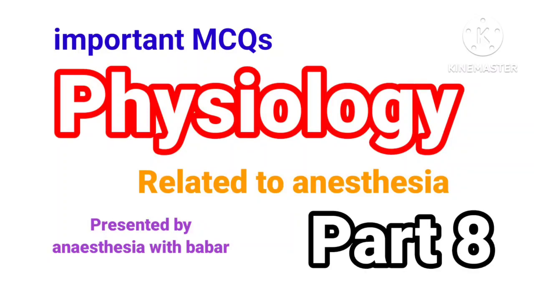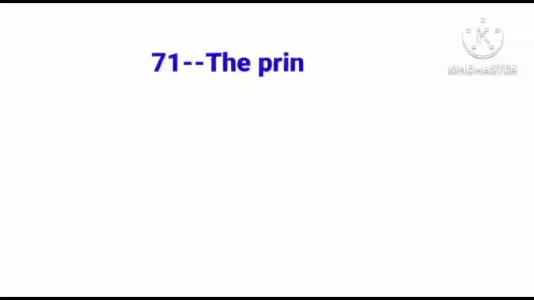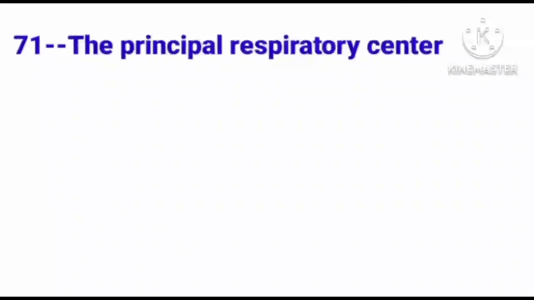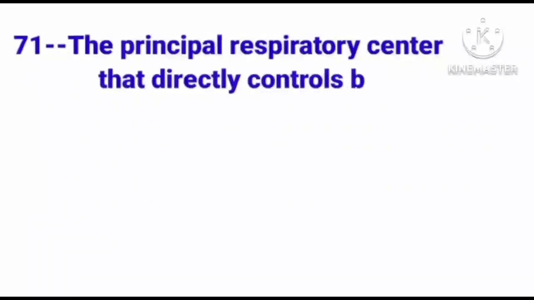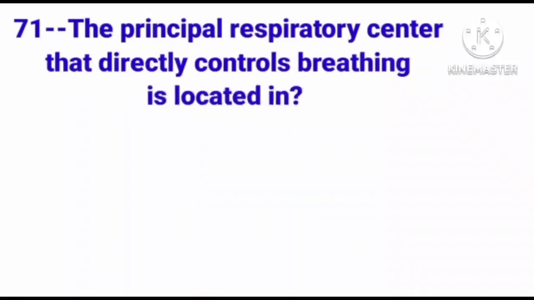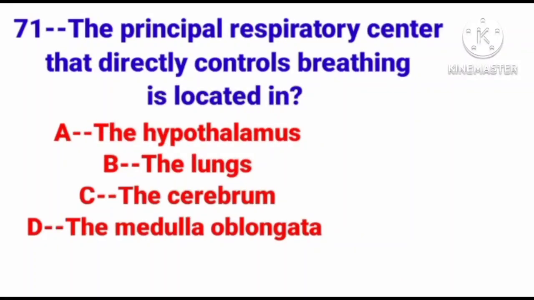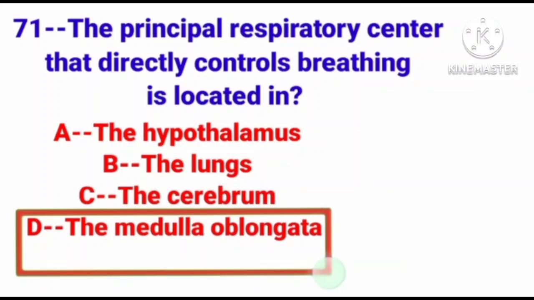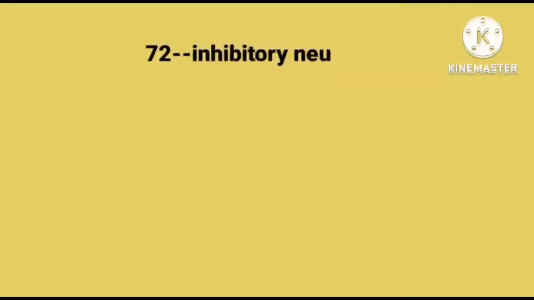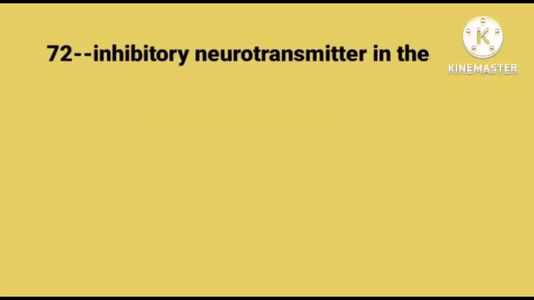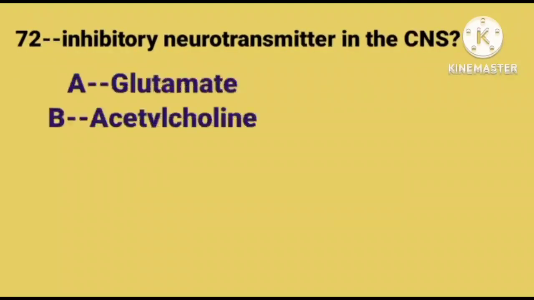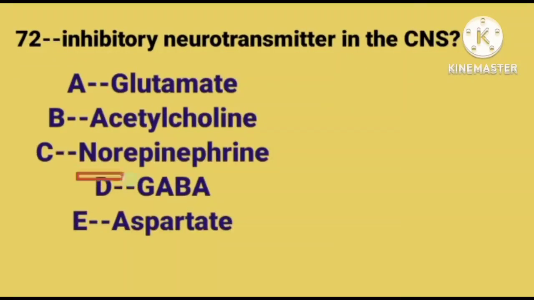Let's start our presentation. Question number 71. The principal respiratory center that directly controls breathing is located in. Correct answer is option D, the medulla oblongata. Question number 72. Inhibitory neurotransmitter in the CNS is. Correct answer is option D, GABA.